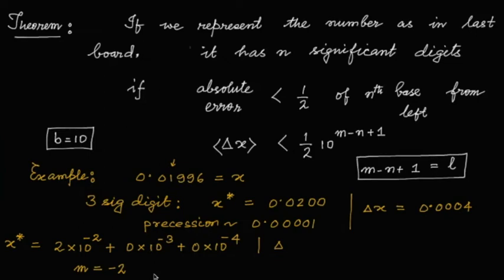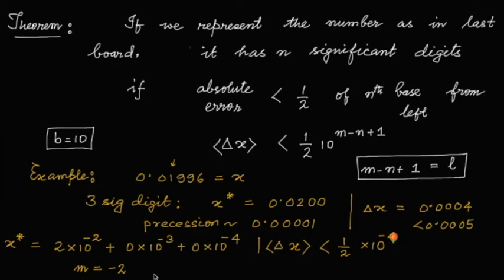Let's see. So what is delta x? So this number, delta x, is 0.0004. So I will write delta x estimate less than half times 10 to the power something, right? So what something will suffice? 10 to the power minus what will suffice? So this is less than 0.0005, right? So 10 to the minus 4.